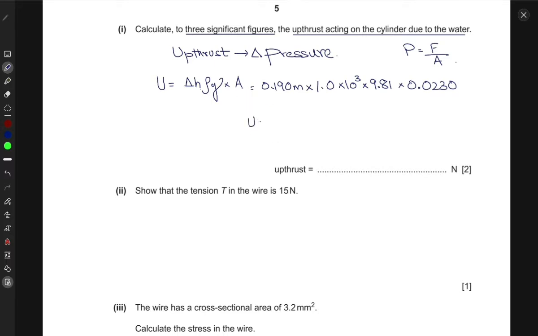Now, it's just a matter of doing the math, and once you do that, you get 42.9 newtons. I rounded this off to three significant figures as it was stated in the problem. So this is the first significant figure, this is the second, and this is the third, right? So the answer to this problem is 42.9 newtons of upthrust, which is acting on the cylinder due to the water, which is again due to the pressure difference caused by the cylinder.